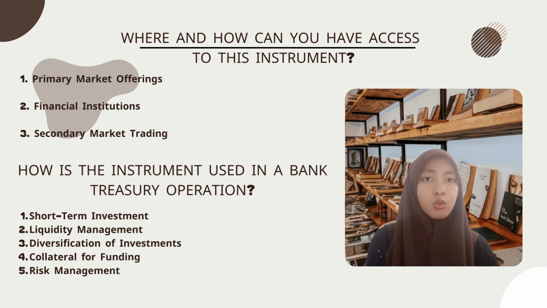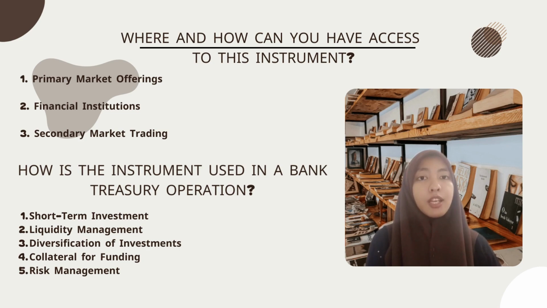Second is financial institutions. Many financial institutions, including banks, brokerage firms, and investment companies, may offer Cagamas commercial papers to their clients. These institutions act as intermediaries and provide access to the papers through their investment platforms or as part of their fixed income product offerings. Investors can inquire with their financial institution to explore the availability of Cagamas commercial papers. The third one is secondary market trading. If an investor already holds Cagamas commercial papers, they can access the secondary market to sell or buy additional papers.